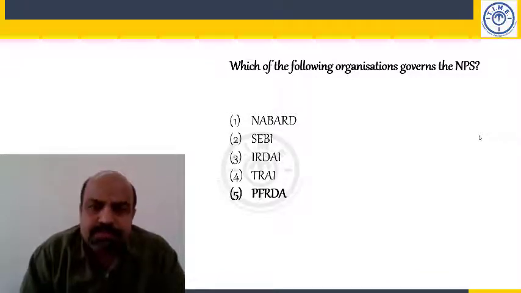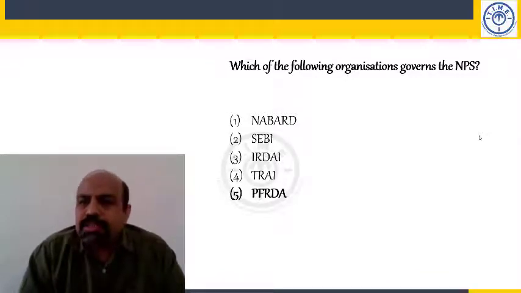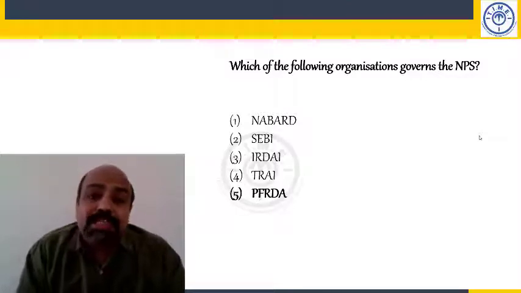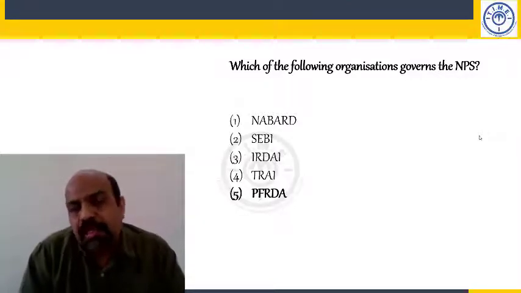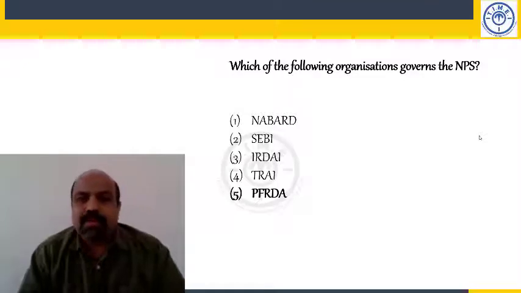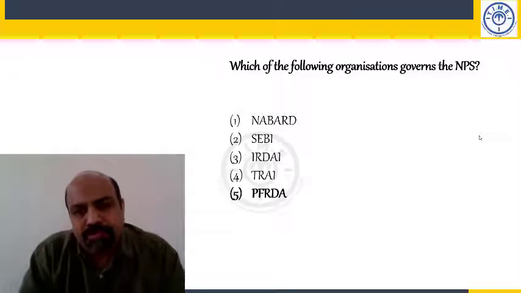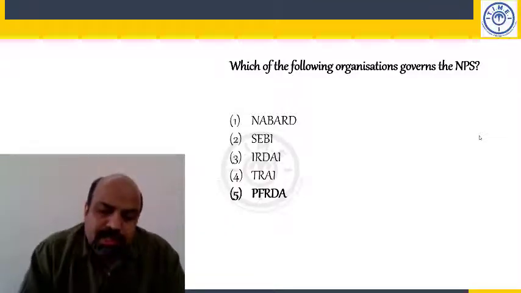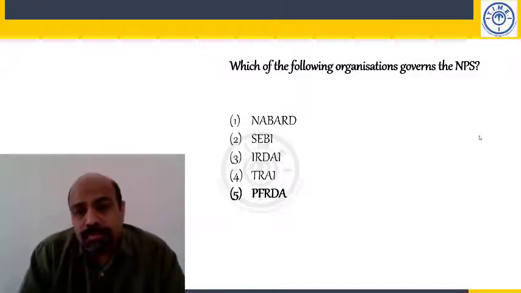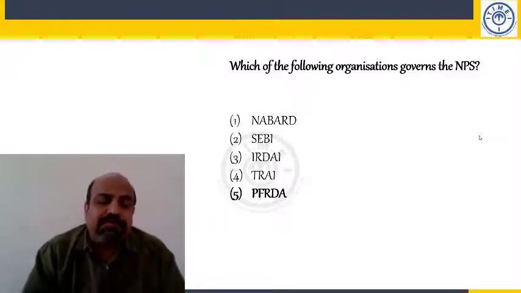Okay. Next. Which of the following organizations governs the national pension system? The National Pension System is a tax benefit scheme, and it helps people save money for their future, especially after the working life ends, after people retire. Let's write the full forms and the chiefs of these places. So the answer is PFRDA. You write the full form.